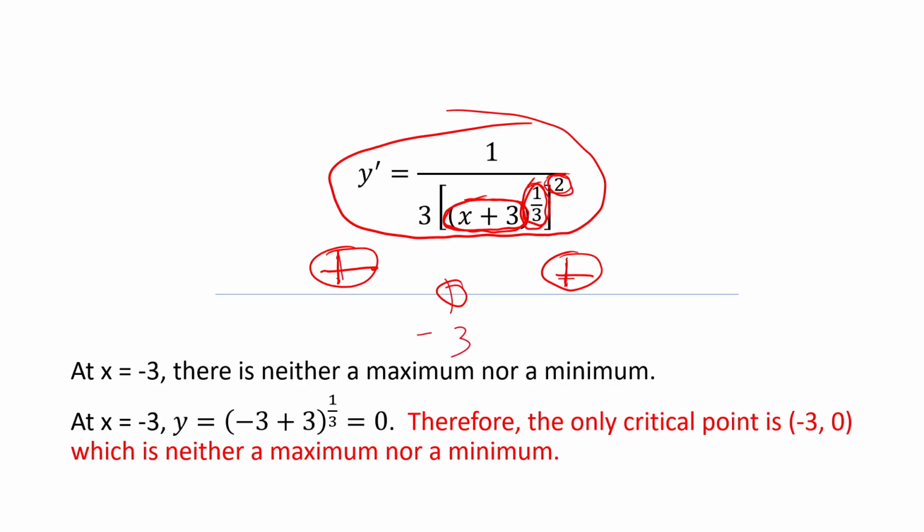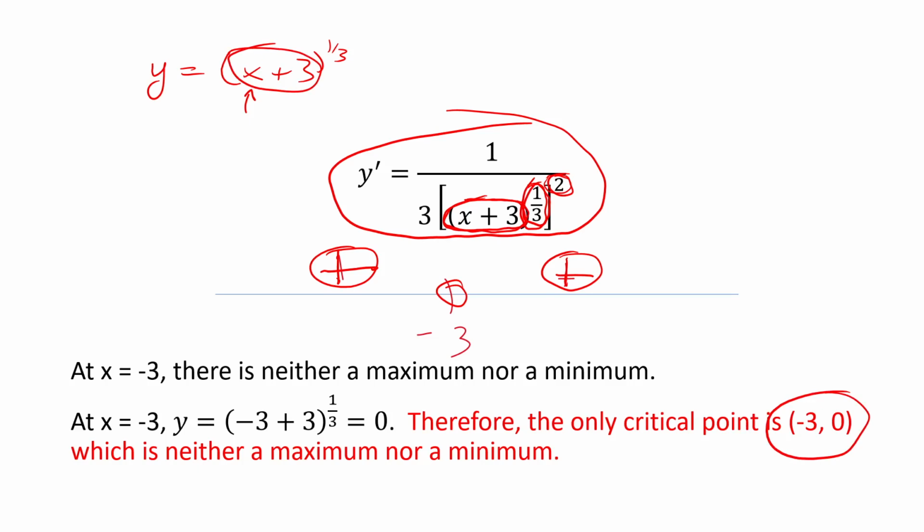So let's figure out what the y value is at that point. Well, if you recall, the original function was (x plus 3) to the 1/3. Letting x equal -3 means the interior of the bracket is 0. 0 to the 1/3 is 0. So the critical point is (-3, 0), and it's neither a maximum nor a minimum.